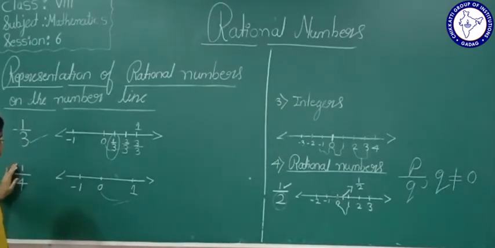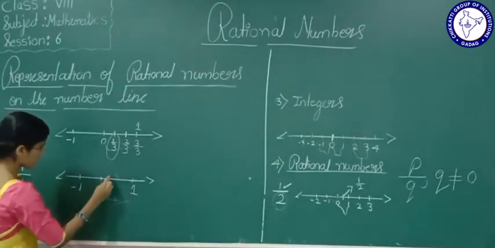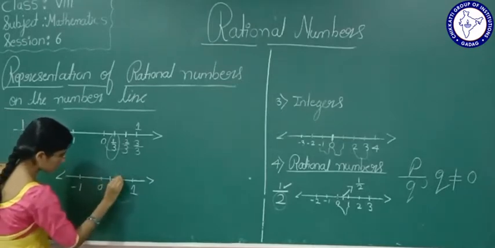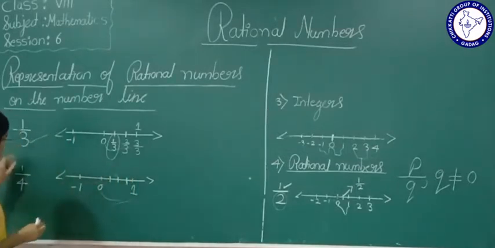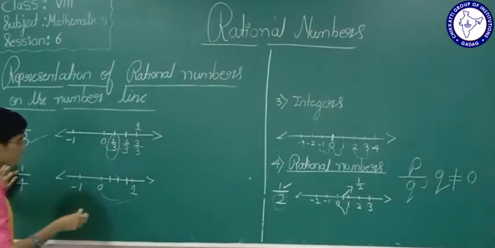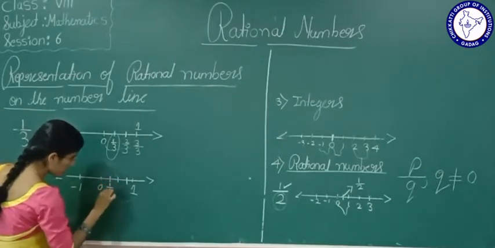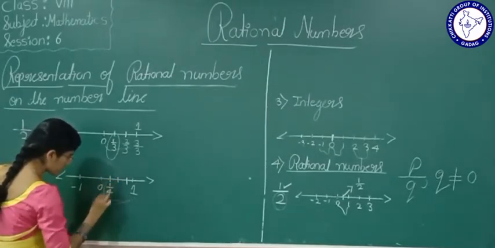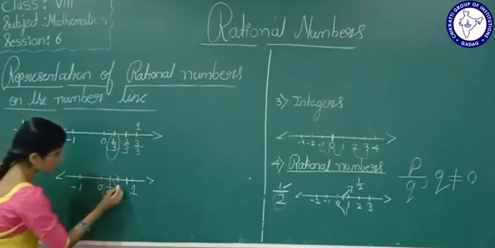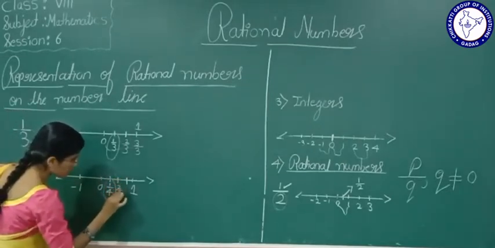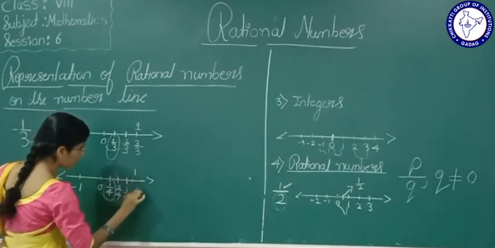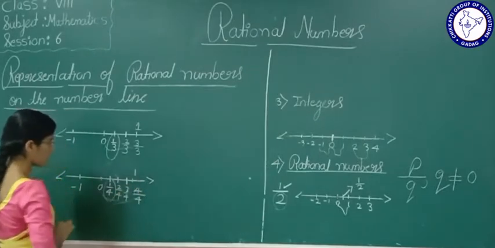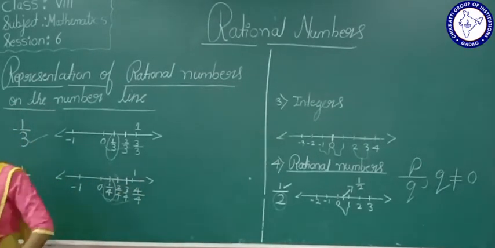Now where is the exact position of this? How to find? You have to divide this into 4 equal parts. 1 part, 2 parts, 3 parts, 4 parts. Out of 4 parts, how many do we have to consider? 1 part. So this is nothing but 1 by 4. So tell me students, what will this be? This will be 2 by 4. This will be 3 by 4. And this will be 4 by 4. 4 by 4 is 1.